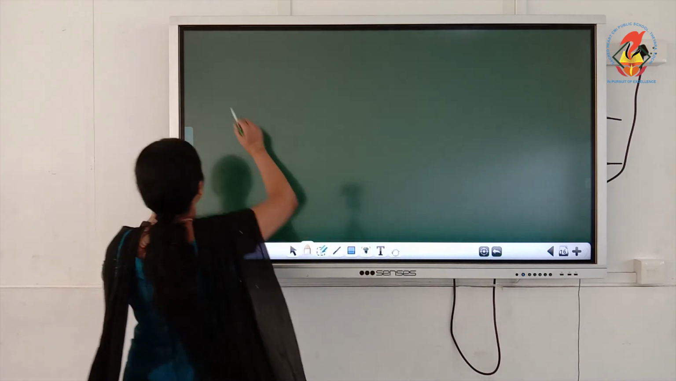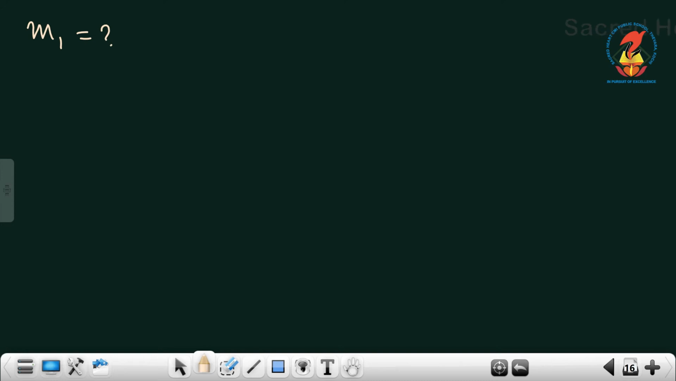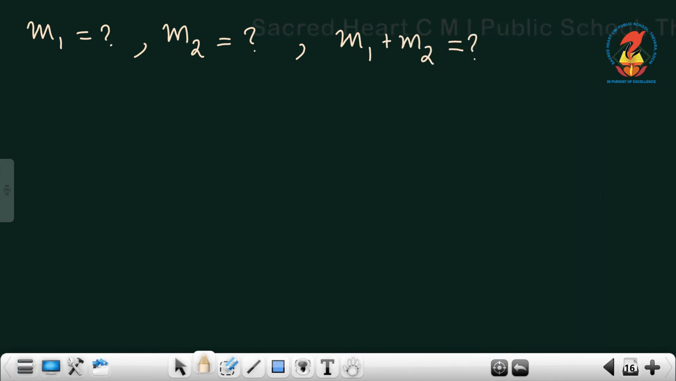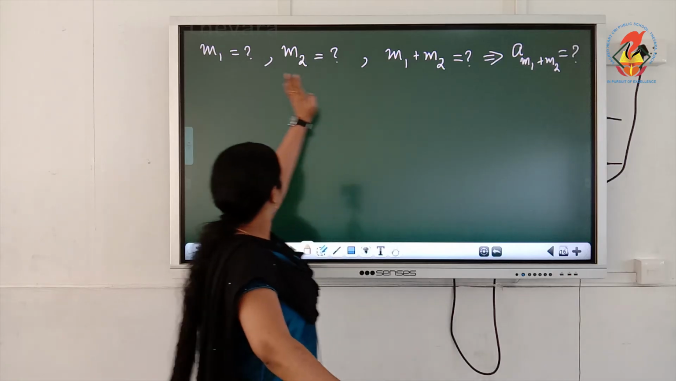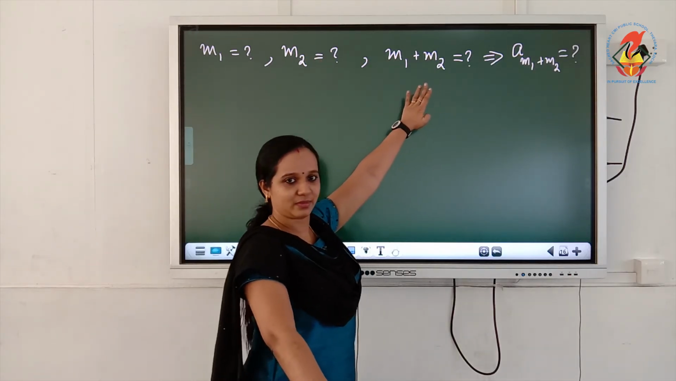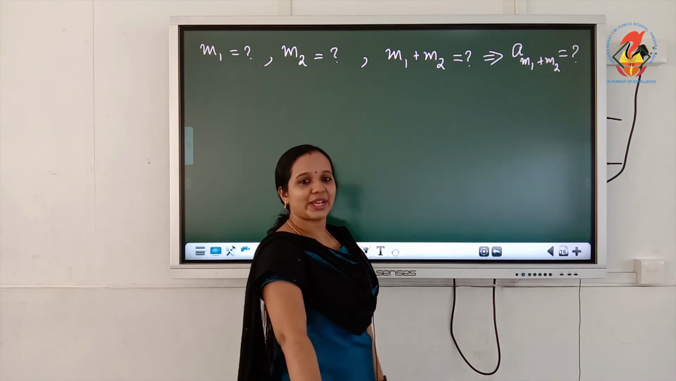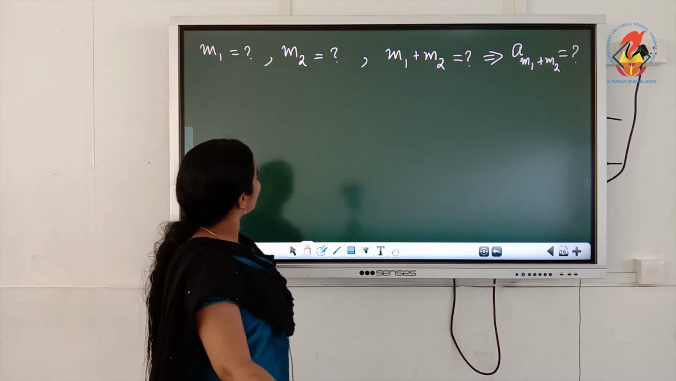So, now let us see what is m1. We need to find m2, then we need to solve for m1 plus m2, then we need to solve for the acceleration when both the masses are tied together. So, in order to solve this, we need to solve all these initially. Okay. Now, let us find the mass m1 first.